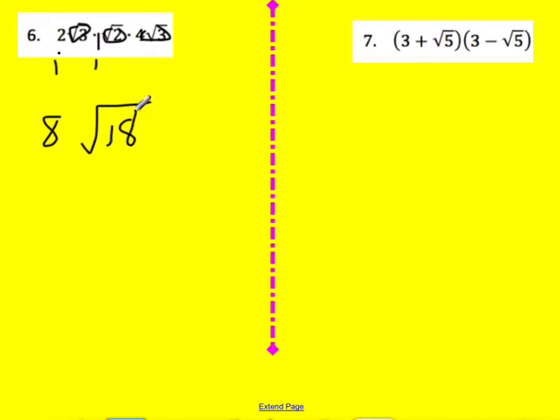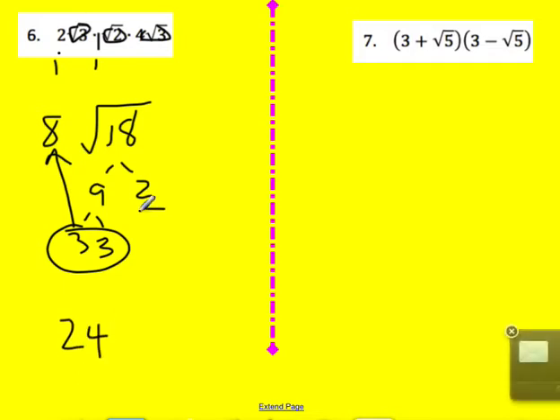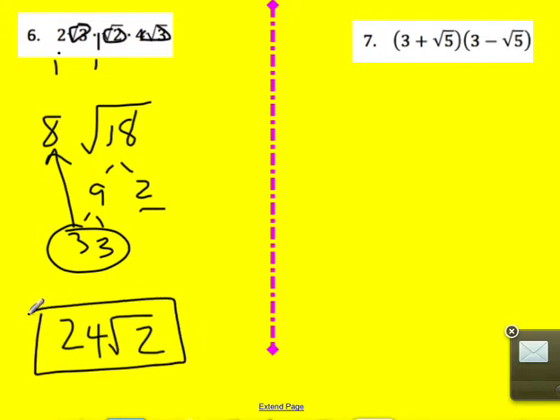Now we're not done. Whenever you get to the end of any radical, you need to make sure you simplify. So 18 we can break down to 9 and 2. And then 9 we can break down to 3 and 3. So here I could take out a pair of 3's, and I'm going to multiply that by the 8. So 8 times 3 is going to give me 24. Left without a pair is this 2. So then left underneath the radical is 2. So I have 24 square root of 2 for number 6.